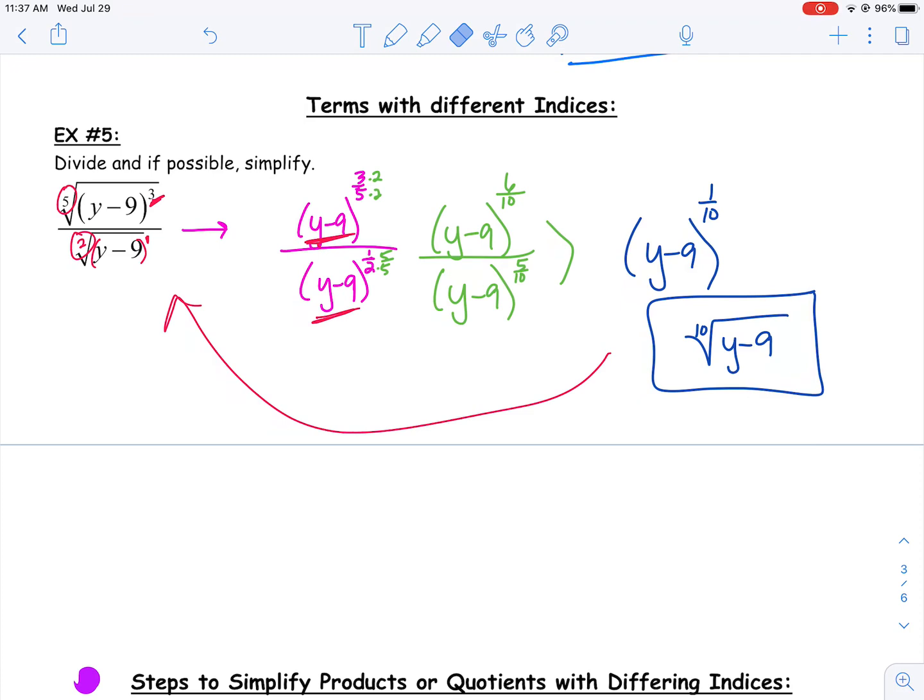So I can really say that the fifth root of y minus 9 cubed divided by the square root of y minus 9 ended up being really the 10th root of y minus 9. I had to do a lot of work to get there, but I was able to use all my different techniques that we've learned in the past to convert and use our exponents to be able to combine these two terms.